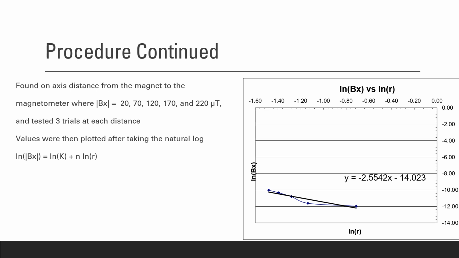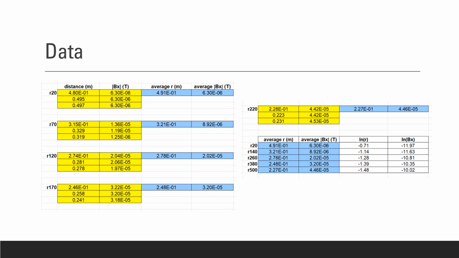So then the on-axis distance from the magnet to the magnetometer was found, where B of x was 20, 70, 120, 170, and 220 microteslas. And 3 trials were tested at each of these distances. These values were then plotted after taking the natural log to linearize them. So here's the data that was collected, as previously stated, in order to graph the linear model.